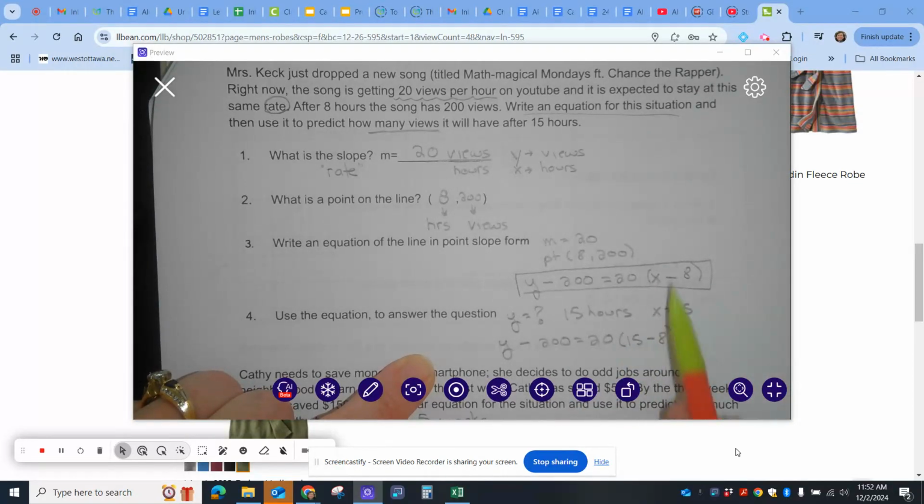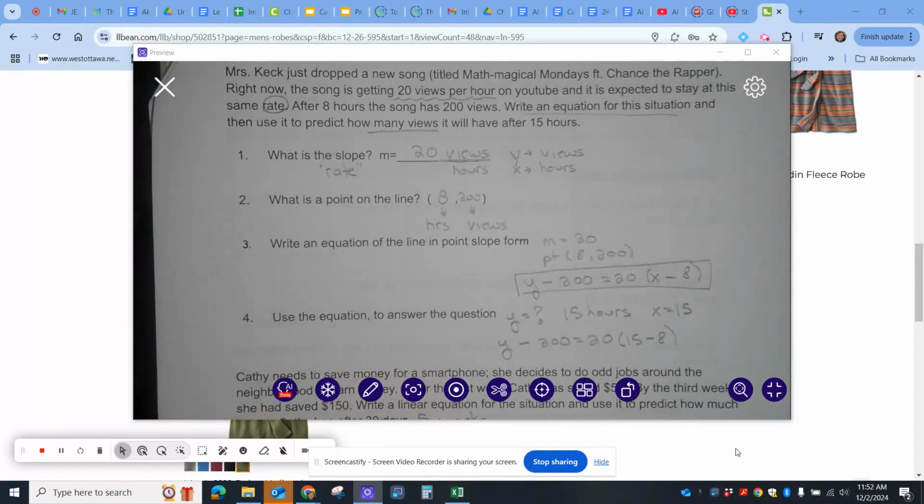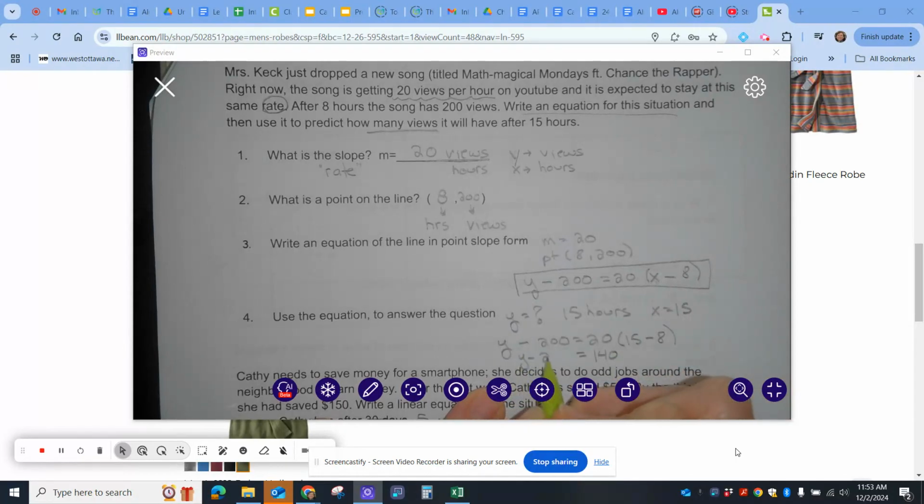So this is the same equation, but I threw out the x and put in a 15. Okay, now we just need to simplify this. So you can put this whole side in your calculator, and if you do, you get 140. And then over here I have y minus 200. Add 200 to both sides, and you get y equals 340.